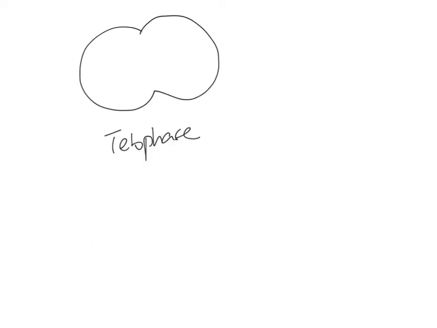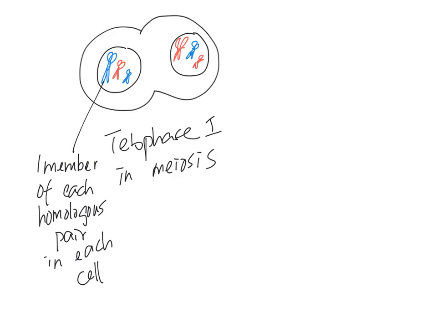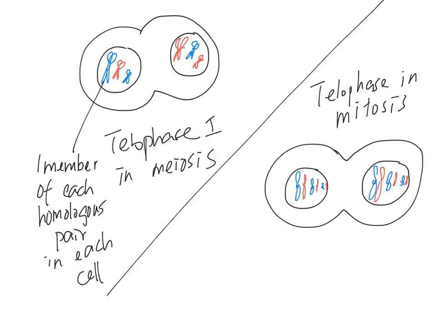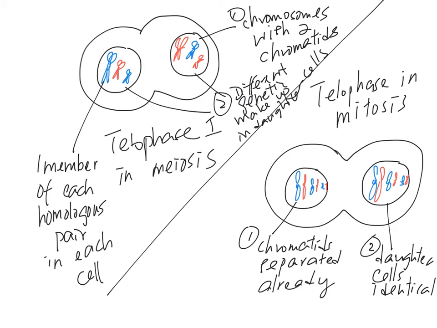The effect of this on the cell is that during telophase 1 in meiosis, you will have one member of each homologous pair in each cell. This is very different from telophase during mitosis. Now let's compare the two. During mitosis, the chromatids have already separated, but in telophase 1 in meiosis, they have not. Also, at the end of mitosis, the daughter cells are identical to the parents. But in telophase 1 in meiosis, there is different genetic makeup in the daughter cells.